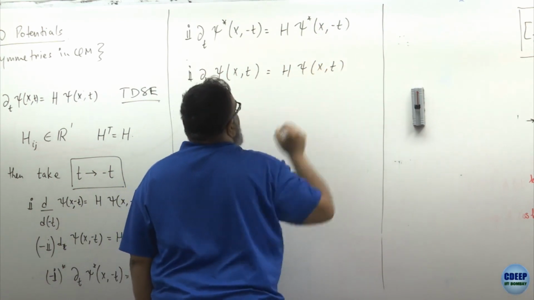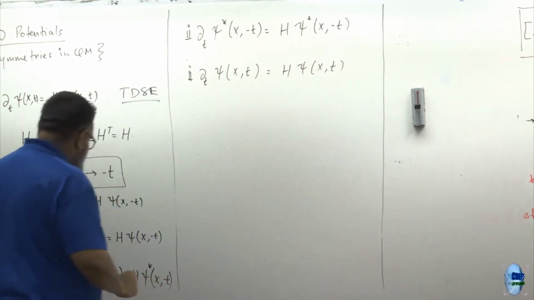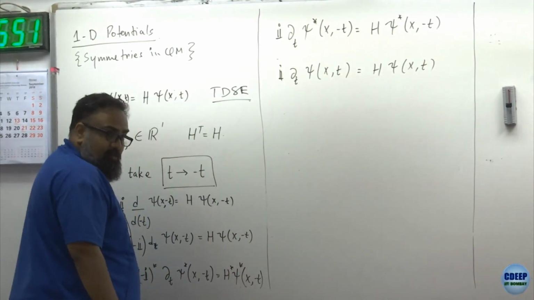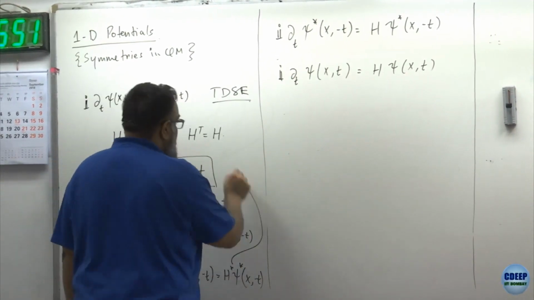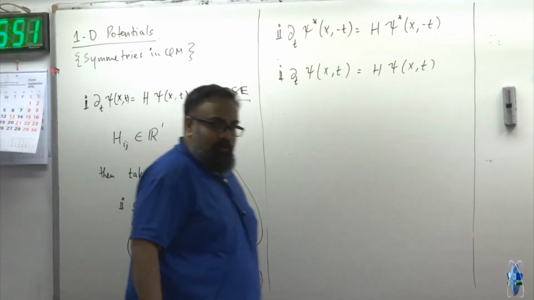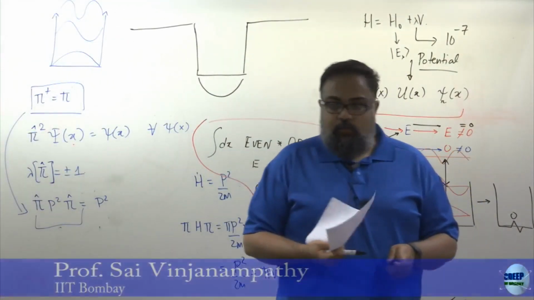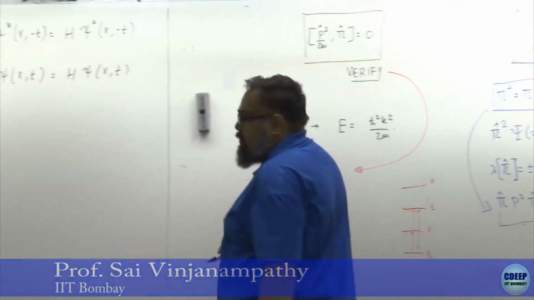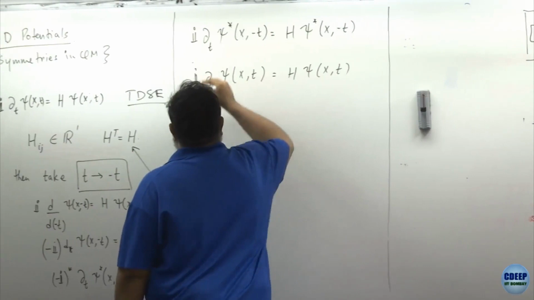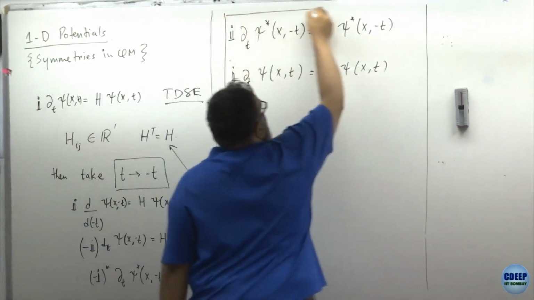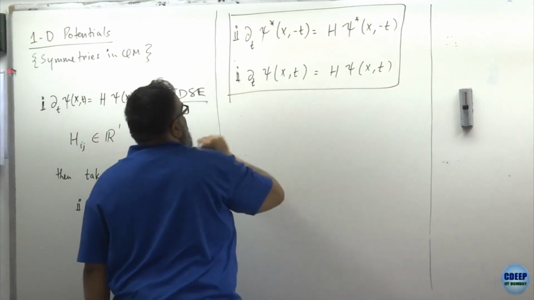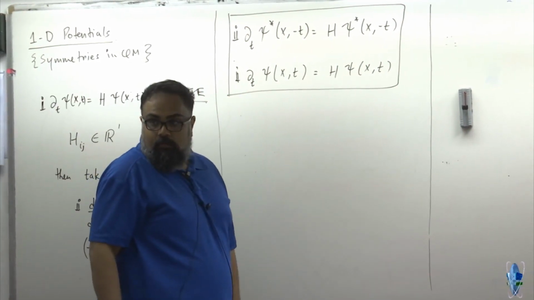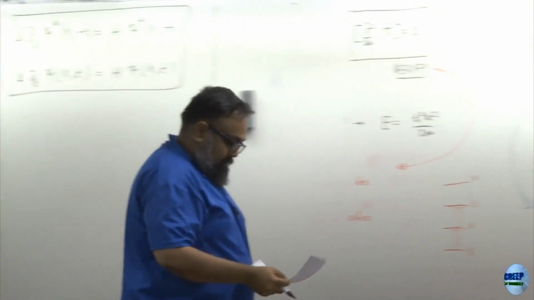I also want to remind you that technically I have to write H star there, but H star is H because I assume that it's a real Hamiltonian. What that means is that both of those wave functions actually obey the same Schrodinger equation. We'll see what that means next class.